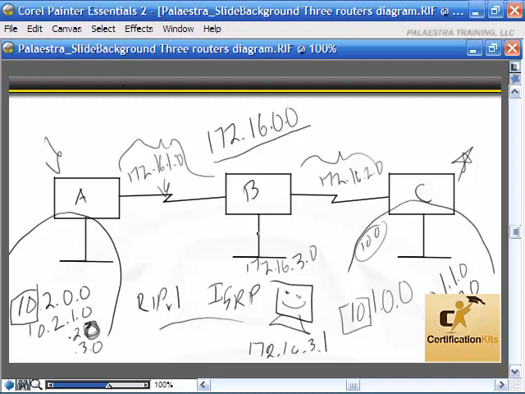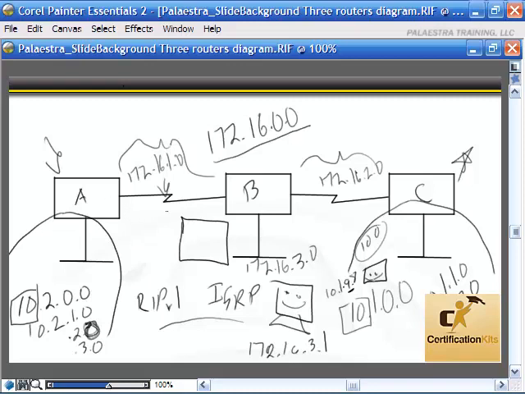172.16.3.1. And he wants to communicate with a computer over here with an IP address of 10.1.9.8. So he's on the 10.1.9.0 subnet, and his IP address is 10.1.9.8. And that's this guy. So they want to talk to each other. They're buddies. The problem is router B is confused. And the reason router B is confused is because his routing table is telling him different things.